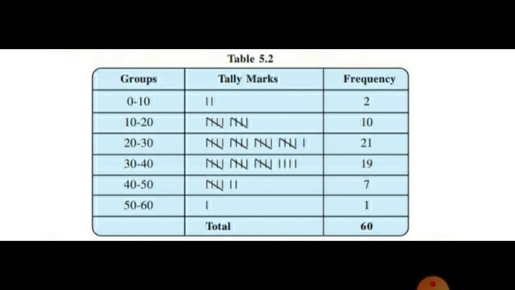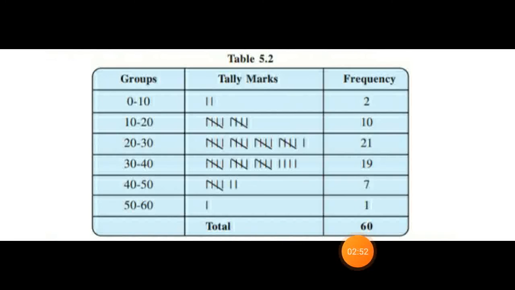It helps us to draw meaningful inferences. There are 3 columns in this table: groups, tally marks, and frequency. The groups are 0 to 10, 10 to 20, 20 to 30, 30 to 40, 40 to 50, 50 to 60. In 0 to 10, the frequency is 2, in 10 to 20 it is 10, in 20 to 30 it is 21, and so on. And it is shown by the tally marks also.